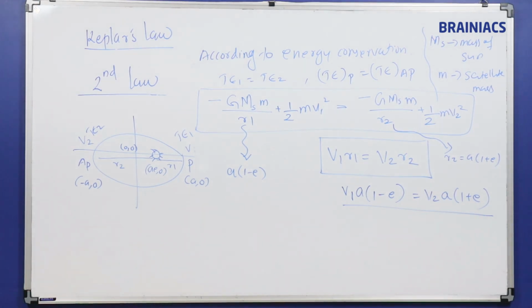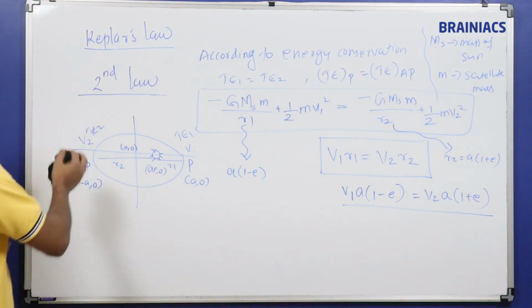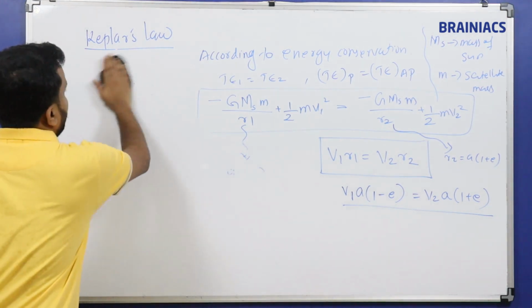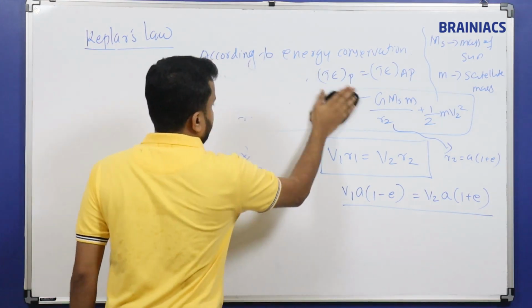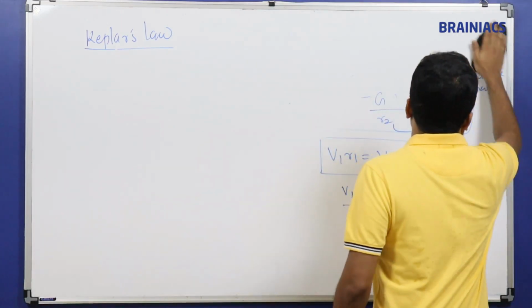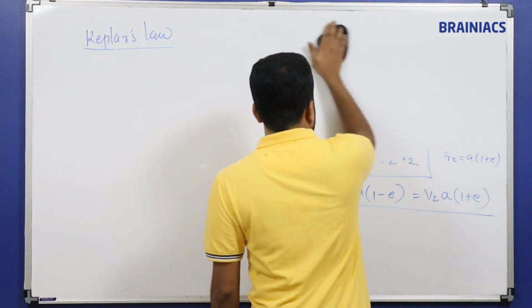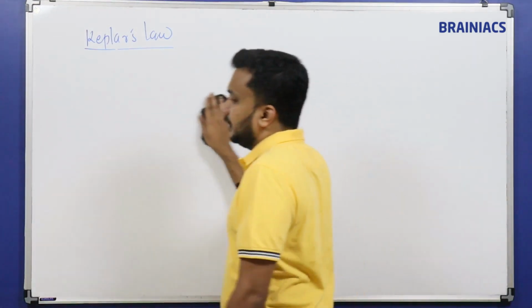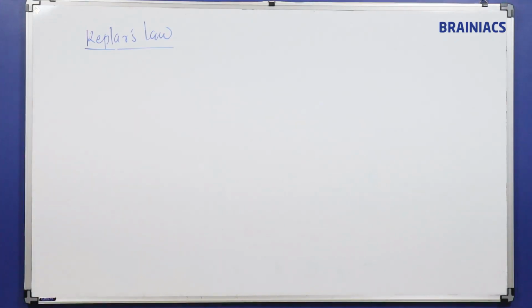These R1 and R2 distances are also called perigee and apogee, but that doesn't have any importance here. Perigee point and apogee point, or perihelion and aphelion, both are connected. Easy to remember, right? So we are moving to the last law and the last topic of this chapter, Kepler's third law.